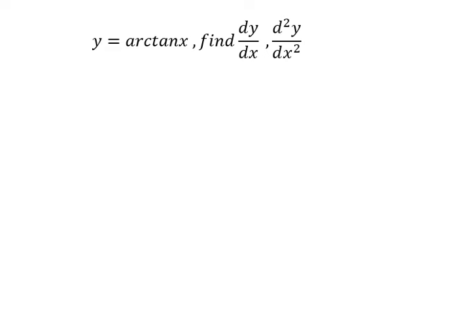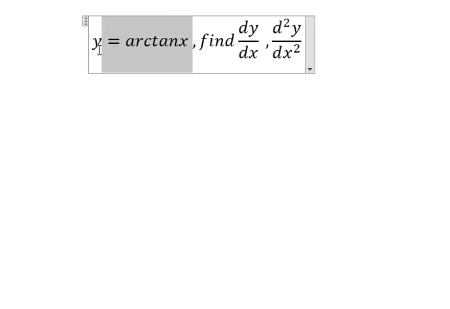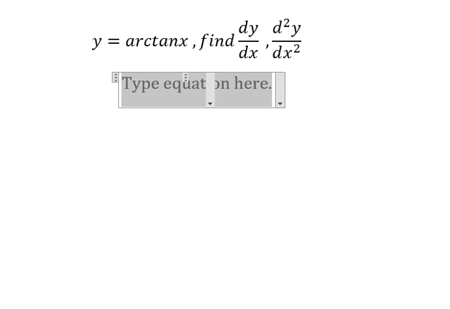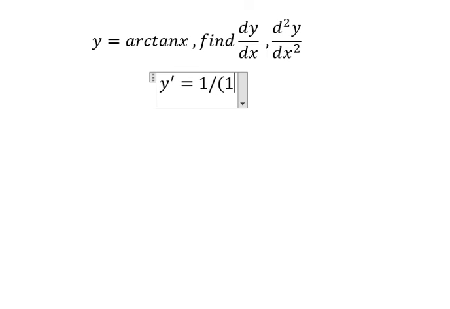The topic today is about first the derivative of y. So now I want to show you how to answer. So if we do first the derivative of arctan x, we have 1 over 1 plus x squared.